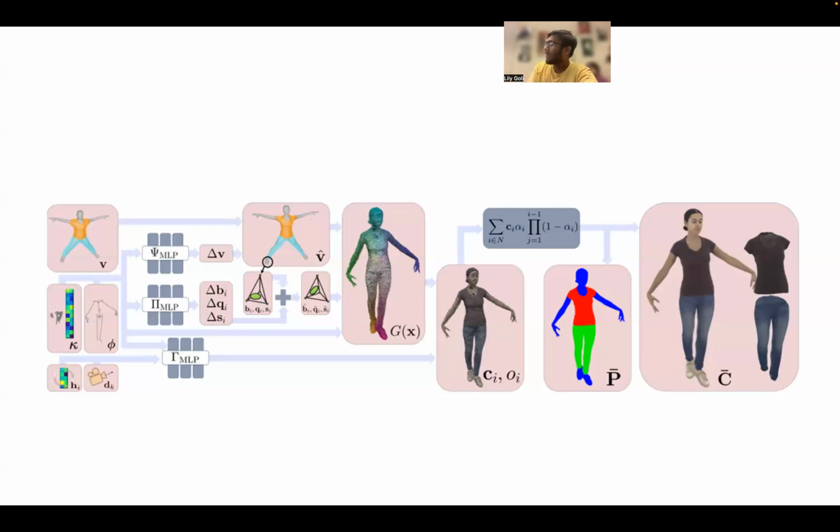Okay, so when we get our color, we segment the model into parts. Each part would have a constant color. And this is used for garments. And we then use the color and opacity to render the final model.